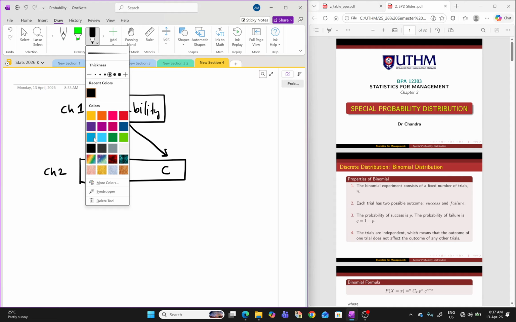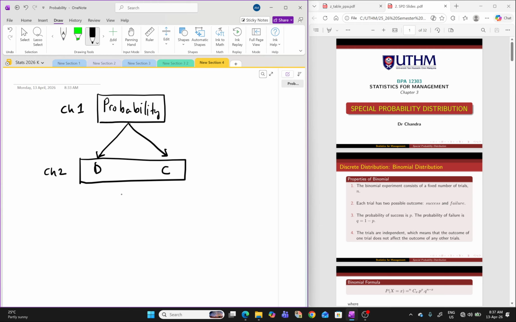Okay, in chapter 3 now, we are going to study in detail regarding discrete and continuous probability. So for discrete there are two special probability known as binomial and Poisson.